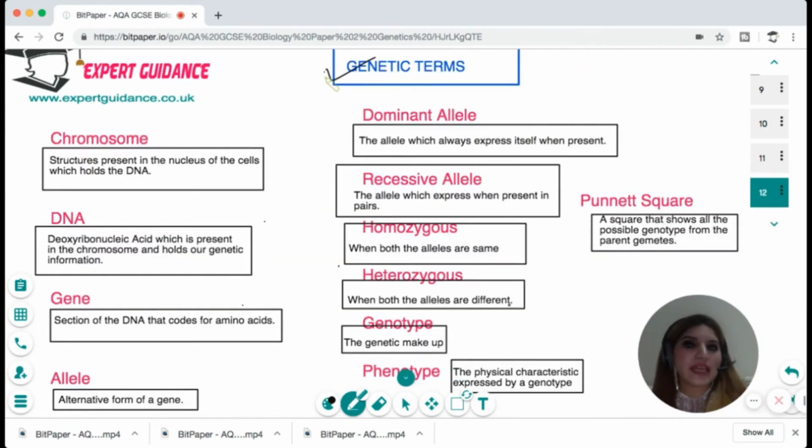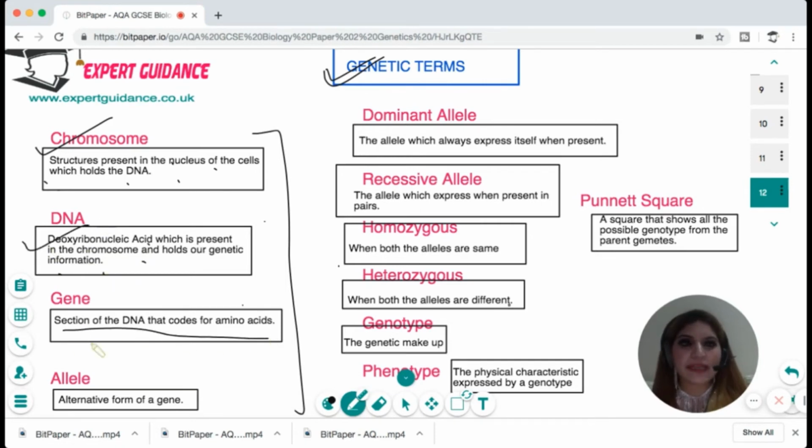Next are the genetic terms, because now we are moving on to the genetic process. Now, in genetics, you should know what a chromosome is. So we just have discussed all these four. Chromosomes are the structures present in the nucleus of the cell which hold the DNA. DNA is deoxyribonucleic acid which is present in the chromosome and holds the genetic information. A gene is a section of DNA that codes for amino acids. An allele is an alternative form of a gene. A dominant allele is an allele which is always expressed when present. A recessive allele is an allele which is expressed only when present in pairs.